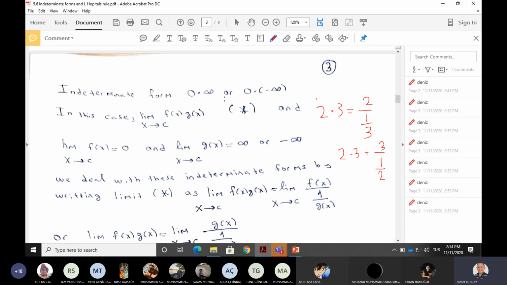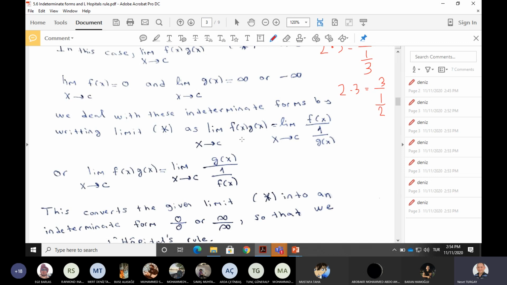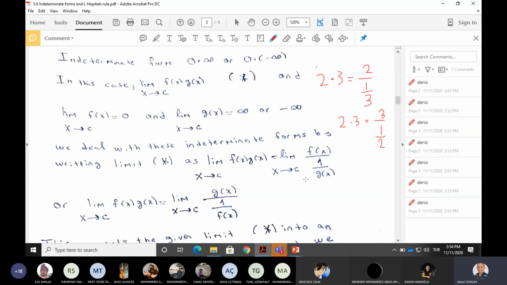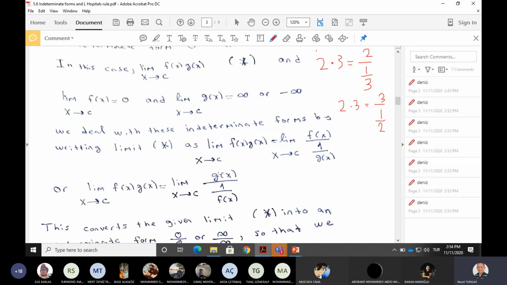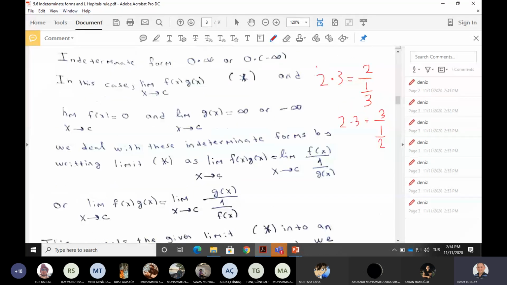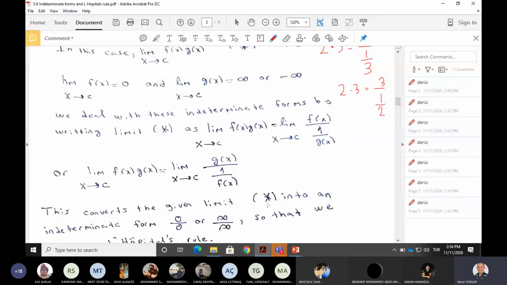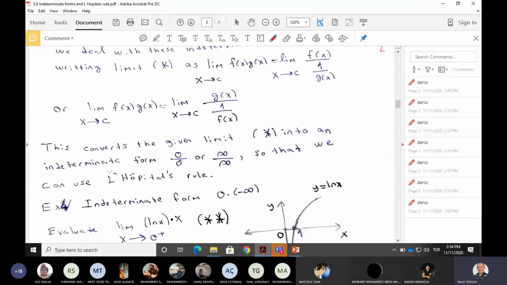If you have 0 times infinity or 0 times minus infinity, you can rewrite this limit in this form. You can fix f of x and write the denominator as 1 over g of x, or you can fix g of x in the numerator and write f of x as 1 over f of x. If you do this, this converts the limit star into 0 over 0 or infinity over infinity forms, so that we can use L'Hopital's rule.